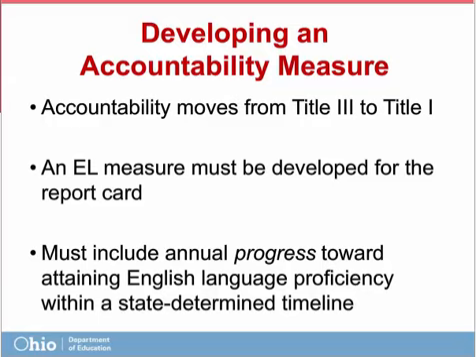The Ohio Department of Education, in consultation with the Ohio ELL Advisory Committee, established the AMAO targets with the approval from the U.S. Department of Education. Now, Ohio must set expectations for each English learner to make annual progress towards attaining English language proficiency within the state-determined timeline. This measure of progress towards English proficiency must be included as a graded measure on each school and district report card.